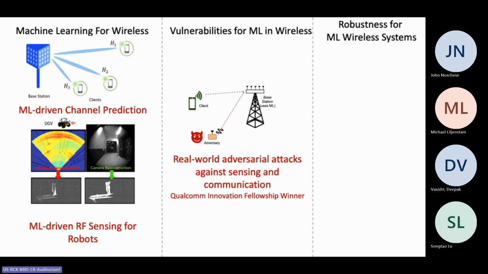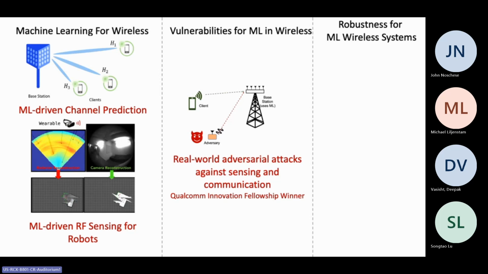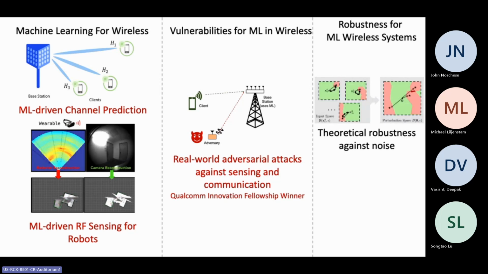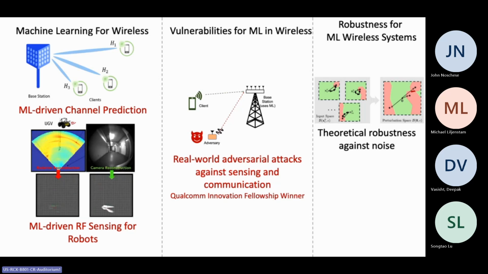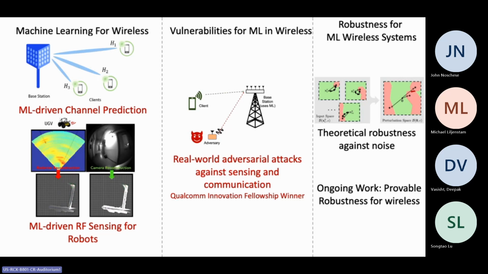Once we've exposed these kinds of vulnerabilities, the next step obviously is: what can we do about it? How can we design systems that are more robust in the real world? To that end, we have done a lot of theoretical work in establishing robustness guarantees for these systems when they get deployed in the real world. The next step is to demonstrate this in practical wireless systems, which is what we'll focus on over the next year.